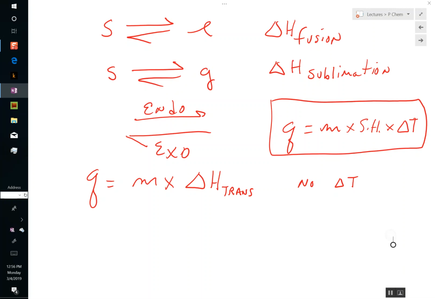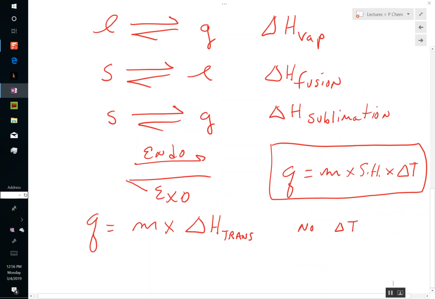Oh, just one other thing to think about. The delta H of fusion plus the delta H of vaporization equals the delta H of sublimation.